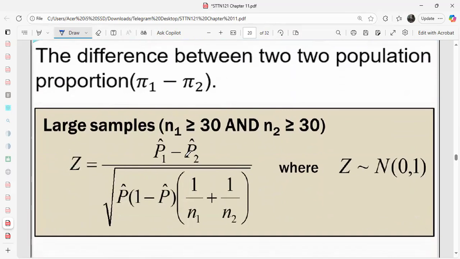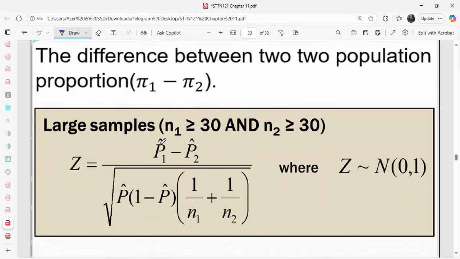Now, the last one is this one. The difference between the two population proportions. This one you always deal with large samples. We don't have a population proportion where we are dealing with small samples. Always it's large samples. N1 and N2 will always be greater than or equal to 30.